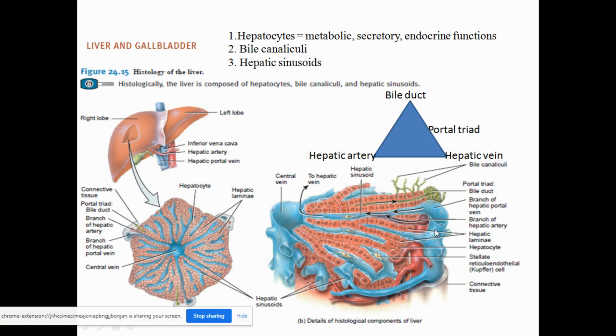Then the third one, you have the sinusoid. So what is the sinusoid? Blood flows from the hepatic portal vein and the hepatic artery into the sinusoid.